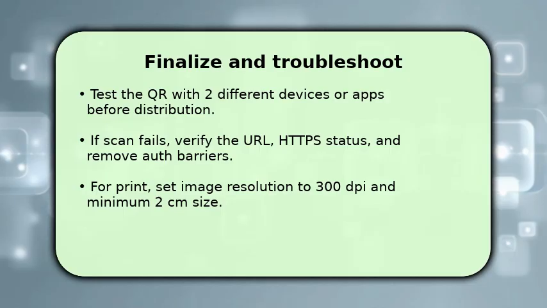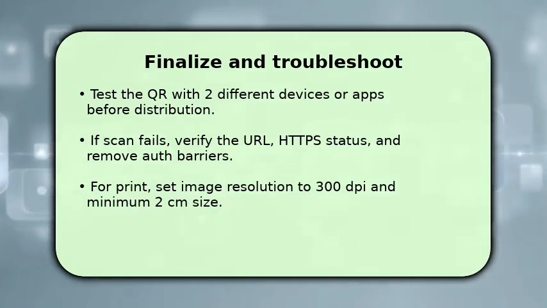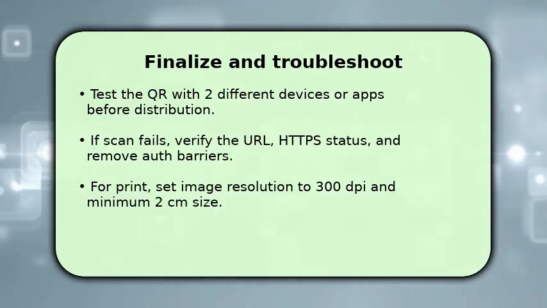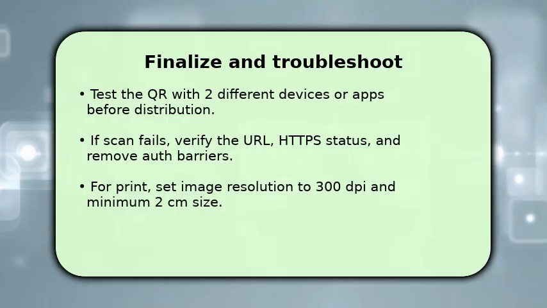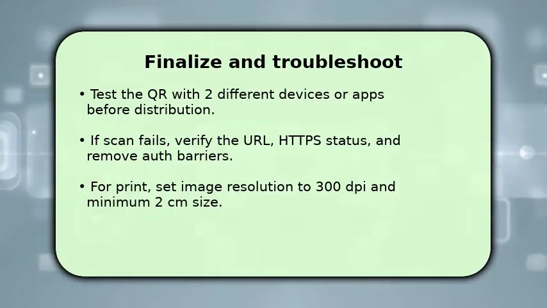For print output, use the high-resolution PNG and set it at least 300 dpi and 2 centimeters wide. Low resolution or tiny size causes scanning errors. If problems persist, regenerate the QR after simplifying the link or using a short URL service.